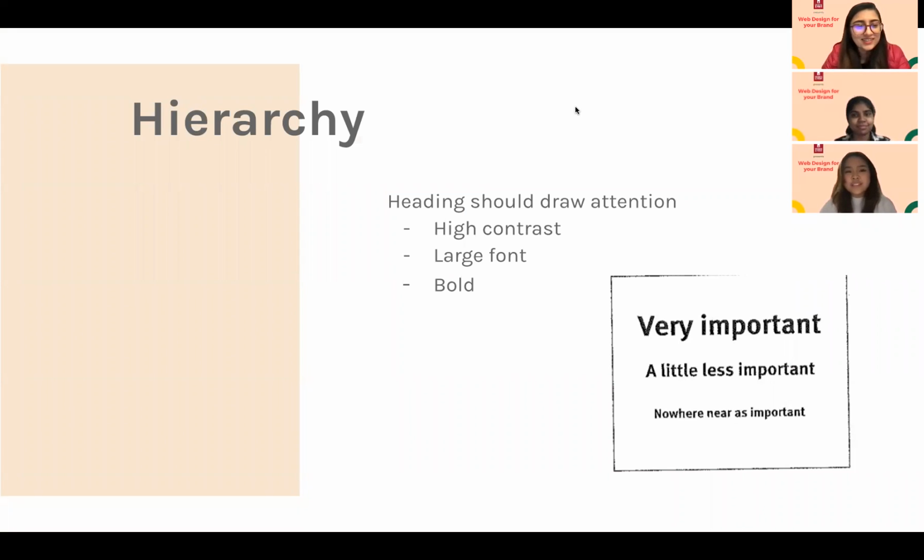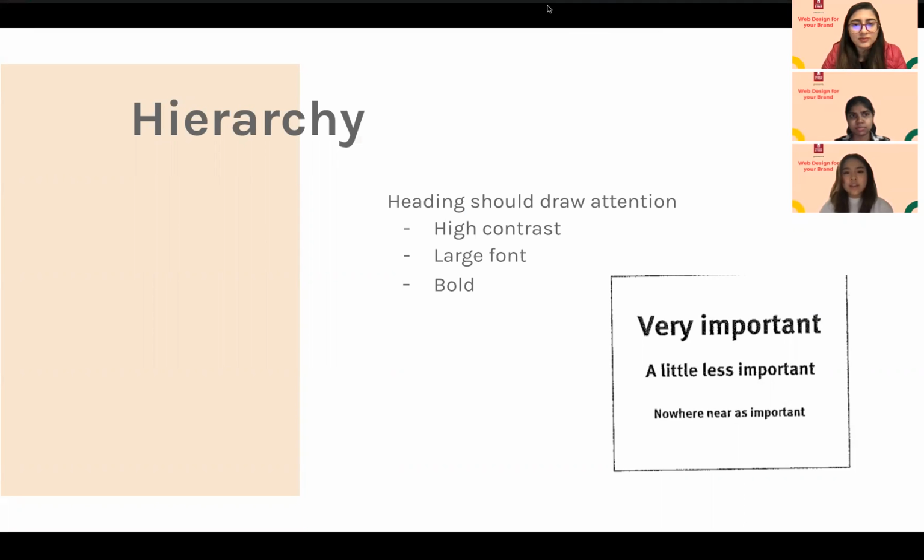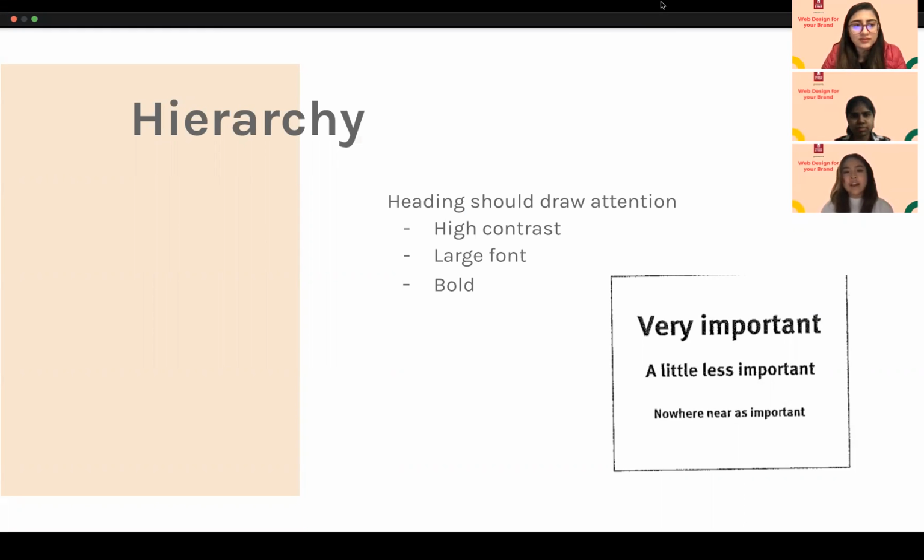Okay, so the second design principle of hierarchy is really easy to understand. It's basically what you want the audience to look at first and what you want to draw the most attention. So, for example, your heading should draw the most attention. It should be more in the center, have a high contrast, a large font, and be bolded. And therefore, the viewer will look at it first before looking at anything else on the page.